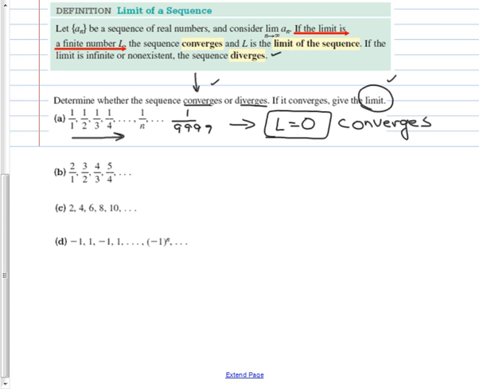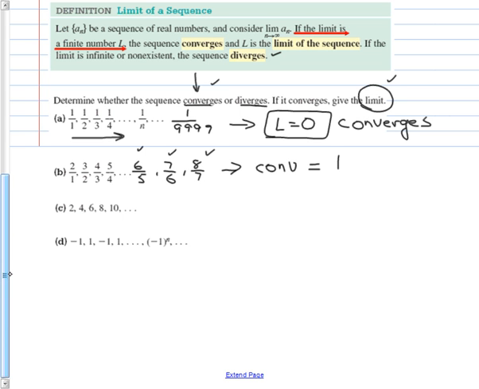So let's look at this one. 2 over 1, 3 over 2, 4. Well, notice here I'm just getting bigger. This one starts at 2, this one starts at 1. So the next one would be 6 fifths, then 7 sixths, then 8 sevenths. What is it getting closer to? 1. If you notice, this is 1 and 1/5, then 1 and 1/6, then 1 and 1/7, 1 and 1/8, 1 and 1/9, 1 and 1/999. This one converges, and it is going to converge to 1.